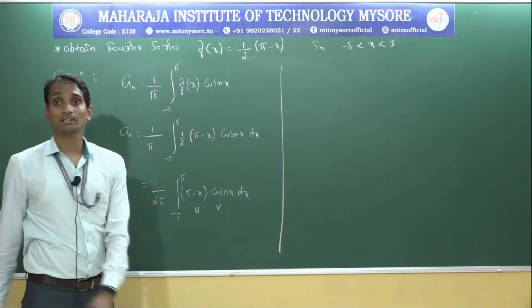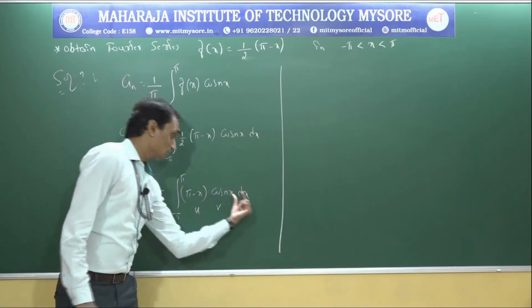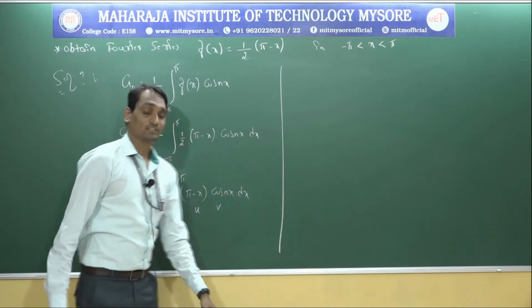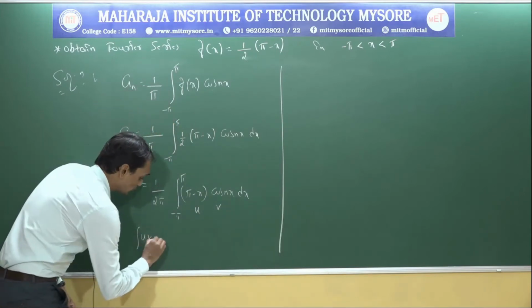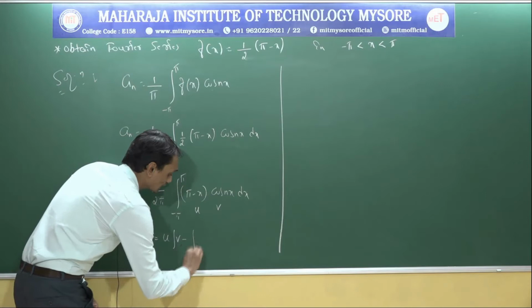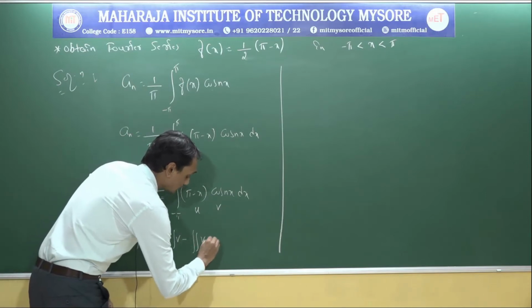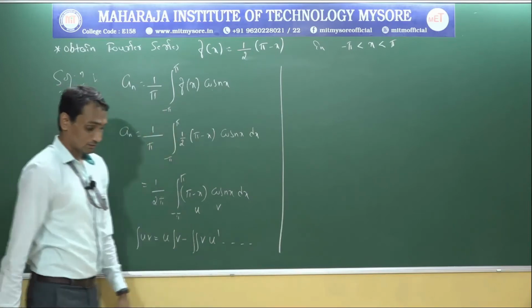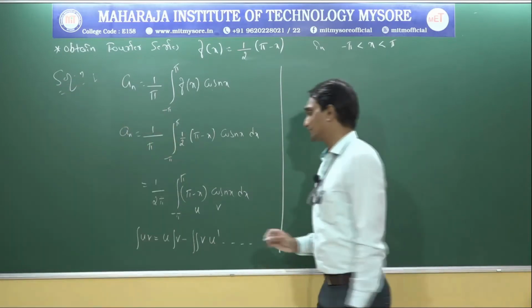UV rule, integration by parts we need to apply, because integration with respect to x is there, pi minus x and cos nx. So go for the integration by parts rule, that is integral of uv equals u into integral of v, minus integral of integral of v into u dash. Okay, so on. Now directly I will go for the integration itself.